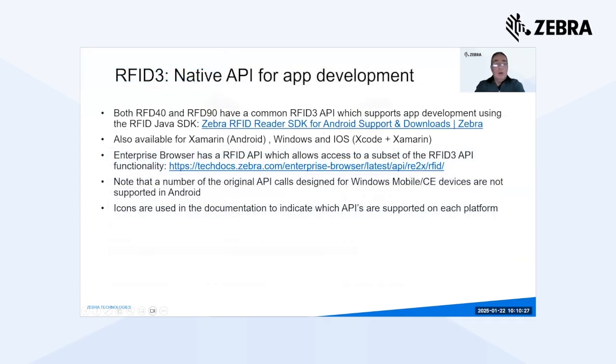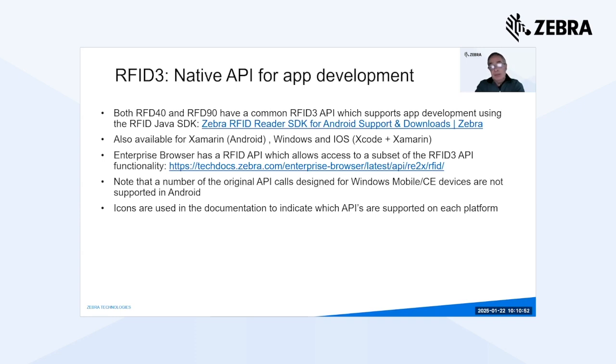And in terms of software support for both products, we have a common RFID API, which we call RFID3. And this is a native API that we can use to develop native apps using the RFID Java SDK, which you can download from our support site at that link. So that would be option number 1.